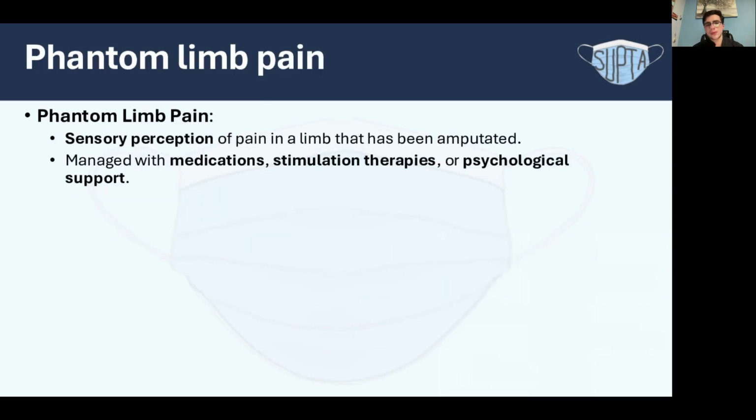Just to end, there's something called phantom limb pain that I wanted to speak about very quickly. I think a lot of people know it already, but it's a sensory perception of pain in a limb that has already been amputated. This is another complication that could happen to the patient. So you can see how big acute limb ischemia is. Because we don't know exactly why it happens, it doesn't really have a direct treatment. It's more medication, stimulation therapies, and psychological support.